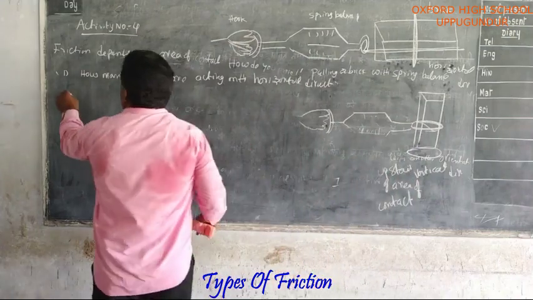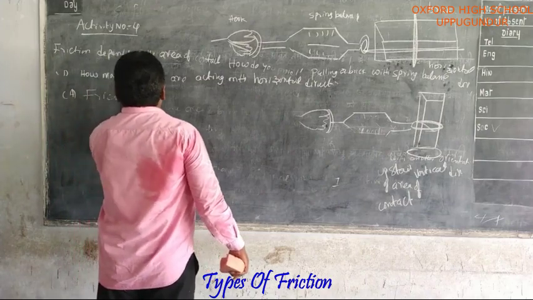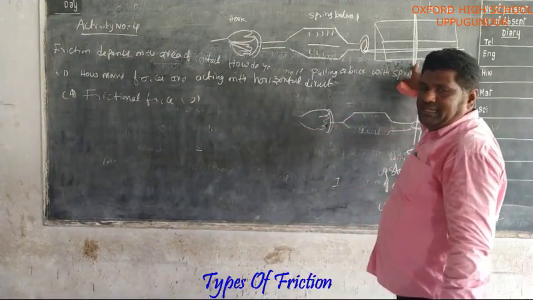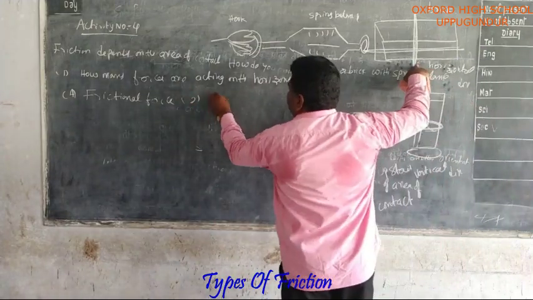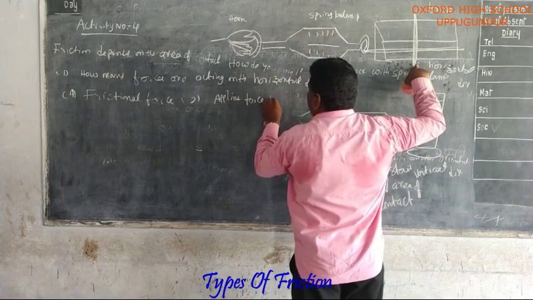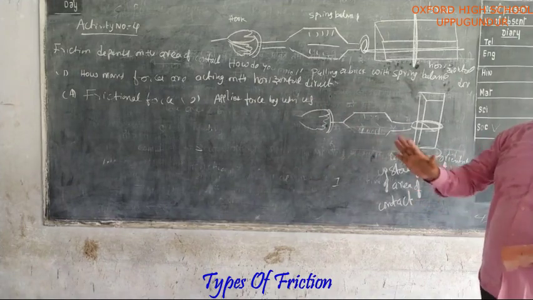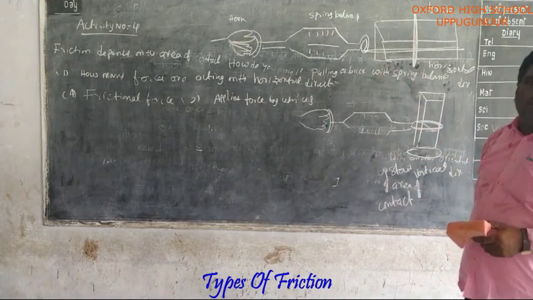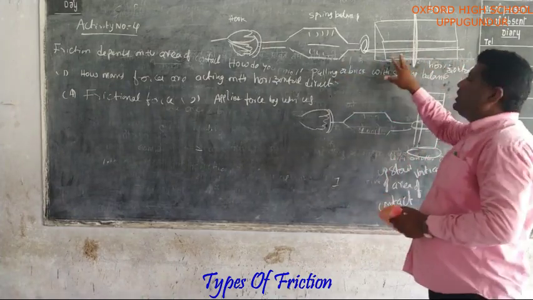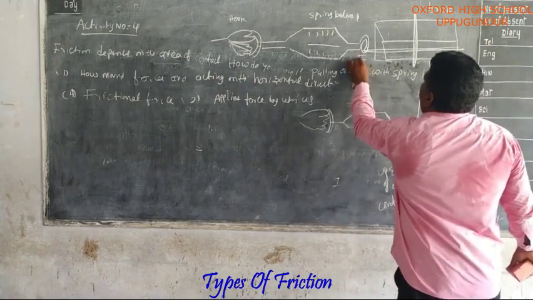First one is the frictional force. Next, the second one is the applied force. These two forces are acting in the horizontal direction in the picture. Are you all understanding? How many forces are acting in the horizontal direction? There are two forces: the first one is frictional force and the second is applied force.